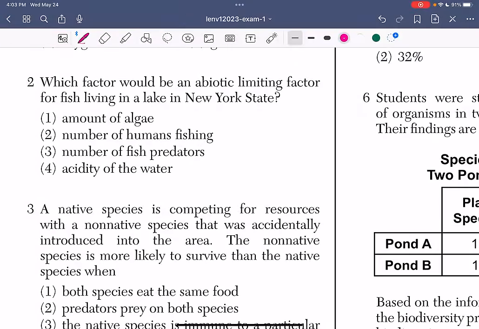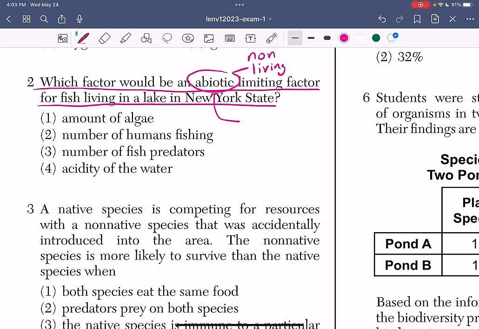Number 2, which factor would be an abiotic limiting factor for fish living in a lake in New York State? Abiotic are non-living things, okay? Don't go and mention rocks. Abiotic things in the environment that affect living things are levels of oxygen, levels of CO2, levels of water, H2O, nutrients, chemicals, temperature, weather.